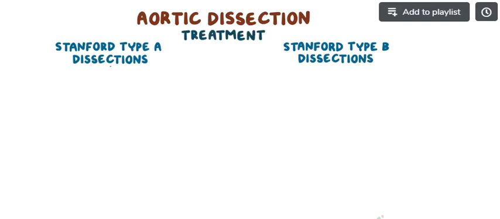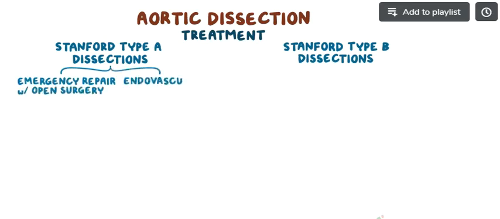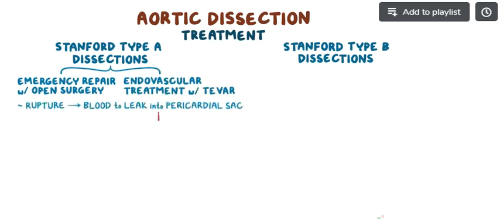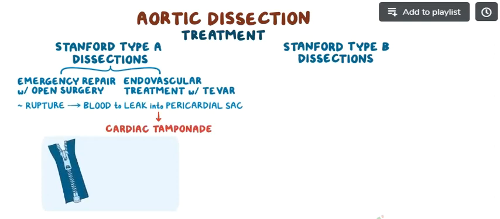Type A dissections are treated with emergency repair with open surgery or endovascular treatment with TEVAR. This is because in Type A dissections, rupture may cause blood to leak into the pericardial sac, resulting in a life-threatening cardiac tamponade, which is the most common cause of death. Kind of like a zipper, a dissection can extend into other arteries where the false lumen compresses the true lumen, obstructing blood flow and causing organ ischemia depending on the involved arteries.